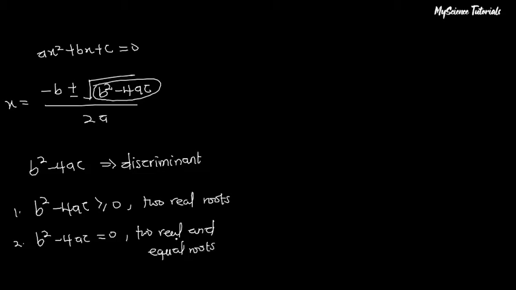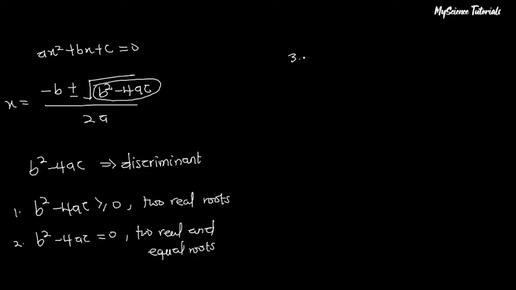Two real in the sense that we are going to get two real numbers if we are to solve this quadratic equation, and then equal roots in the sense that because the two values are both 0, it means they are equal values of real numbers, which is 0 and 0. So two real and equal roots.